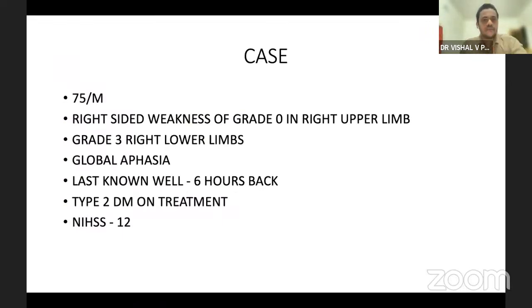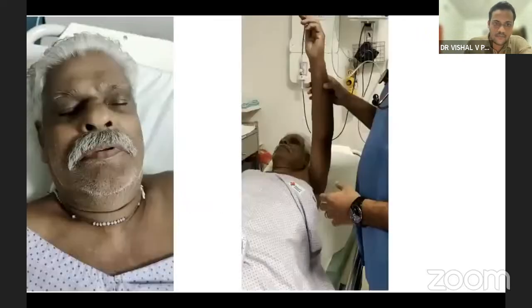Coming to our case, this is a 75-year-old gentleman who presented with right-sided weakness, grade 0 power in the right upper limb and grade 3 power in the right lower limb. He had global aphasia, and last known well was 6 hours back. He was a type 2 diabetic patient on treatment, and at presentation his NIHSS was 12. This is the clinical video.